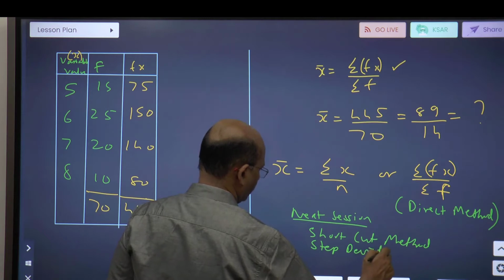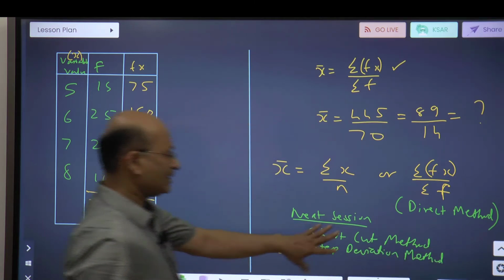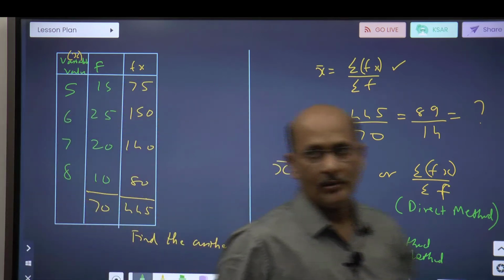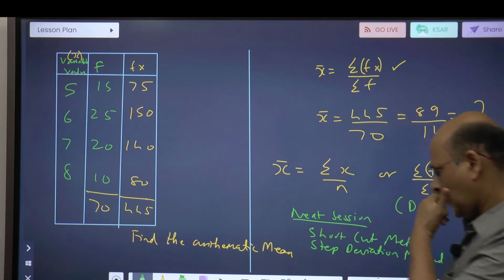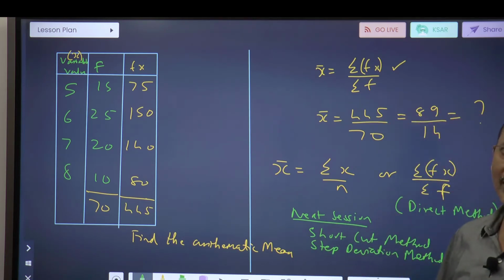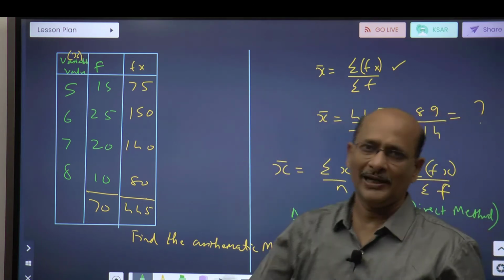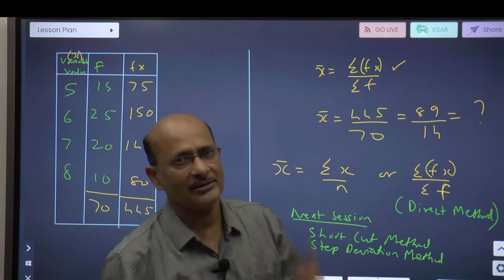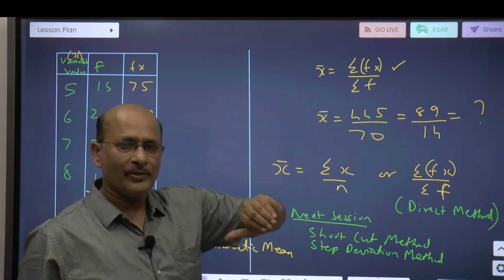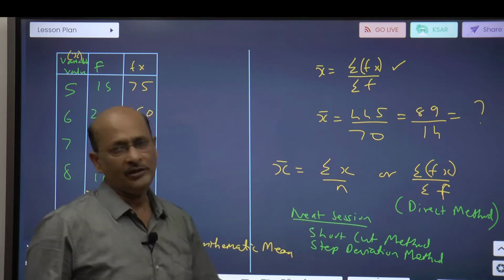Step deviation method. In this topic, measure of central tendency, we are studying only the arithmetic mean, but there are variations in it. Accordingly, you will be working with these methods, and you will come to know exactly how to work with them. I hope the first part of the arithmetic mean you understood. X bar is summation x upon n, or the equivalent formula is summation fx upon n, and apply the formula. This we will see in the next session.